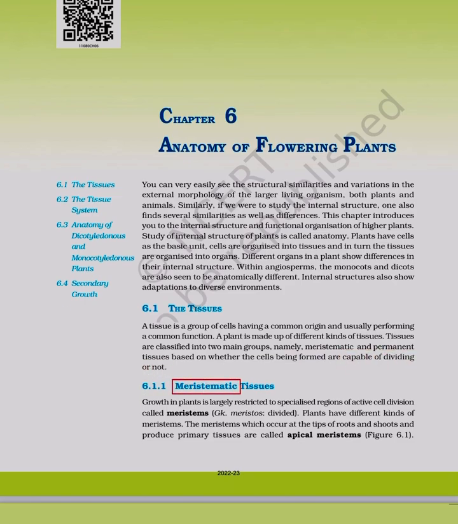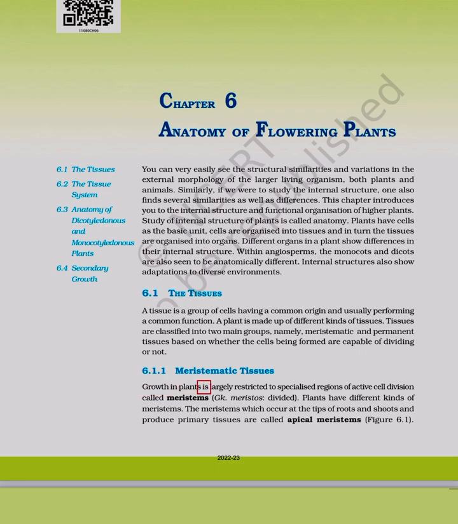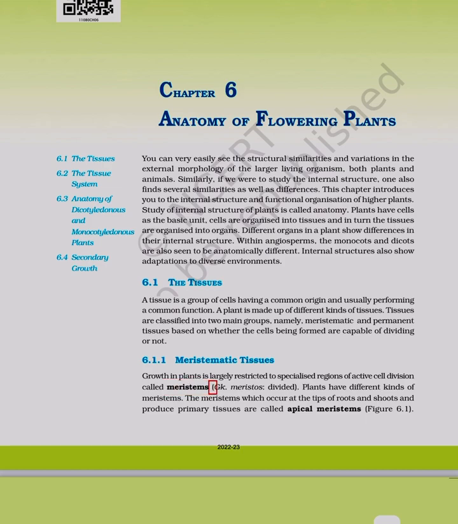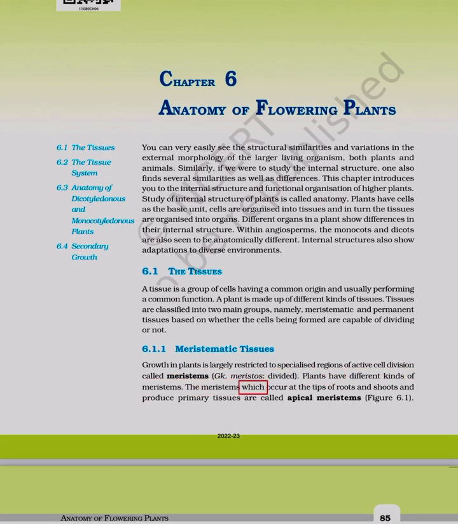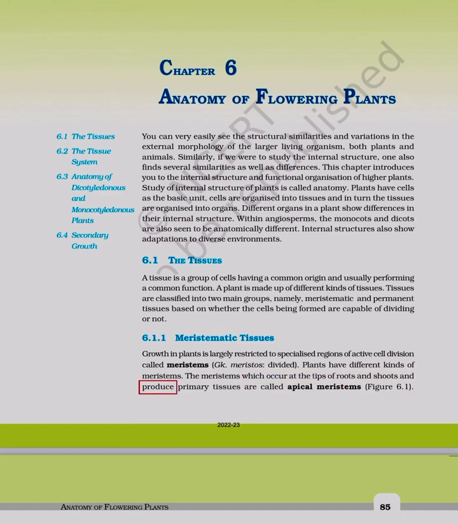6.1.1 Meristematic tissues. Growth in plants is largely restricted to specialized regions of active cell division called meristems. Plants have different kinds of meristems. The meristems which occur at the tips of roots and shoots and produce primary tissues are called apical meristems. Figure 6.1.